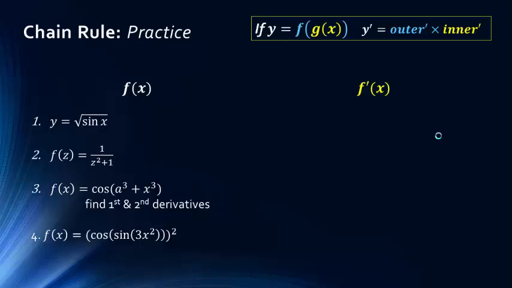So notice here, and again, here's a good place to pause. The outer is the square root and the inner is the sine of x. Okay, and number 2, wait, that's a quotient.